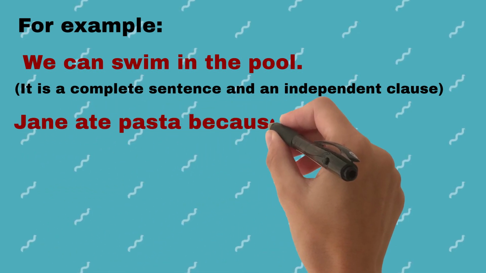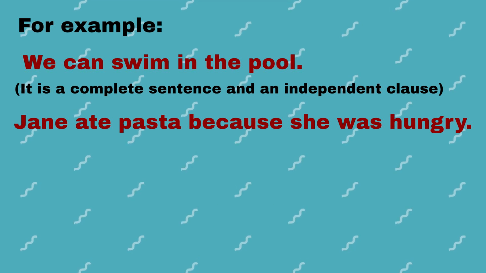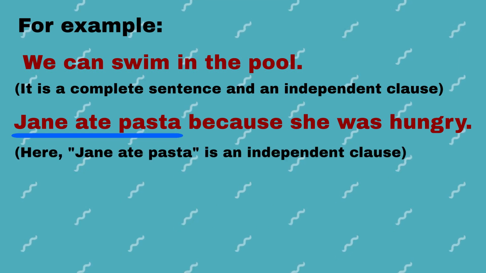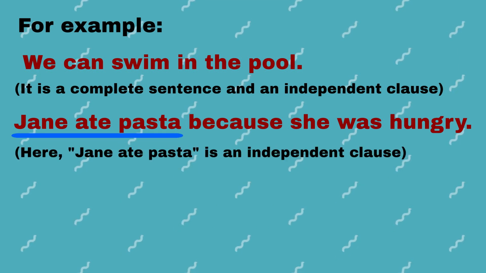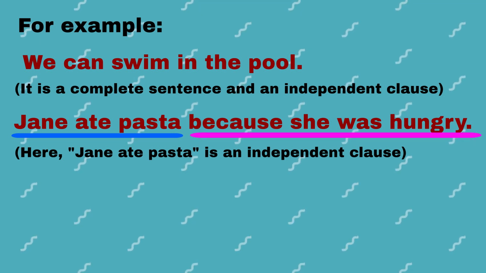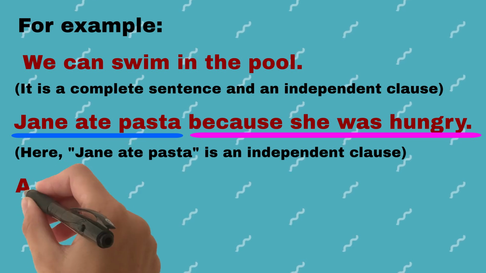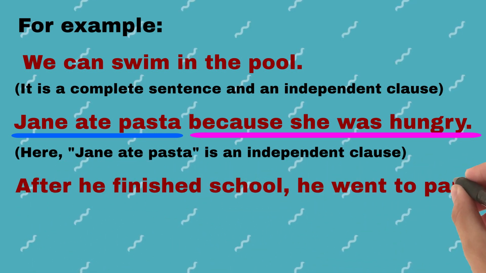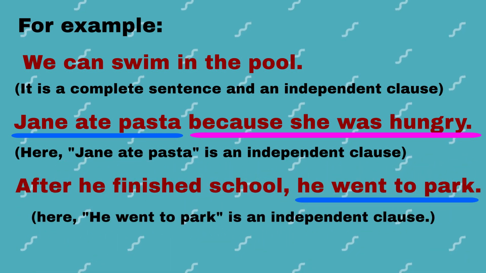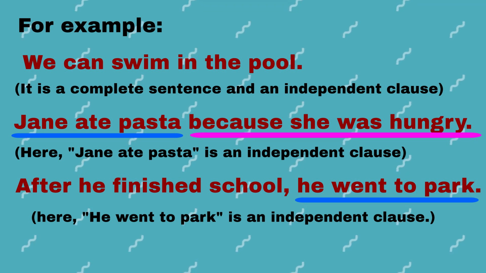Jane ate pasta because she was hungry. Here, Jane ate pasta is an independent clause, as it is conveying a complete meaning. Whereas, because she was hungry is not giving a complete meaning. After he finished school, he went to park. Here, he went to park is an independent clause, as it is conveying a complete thought.